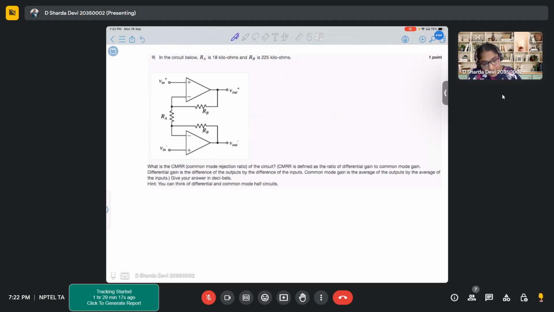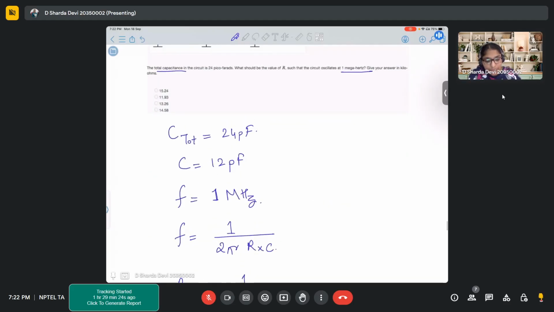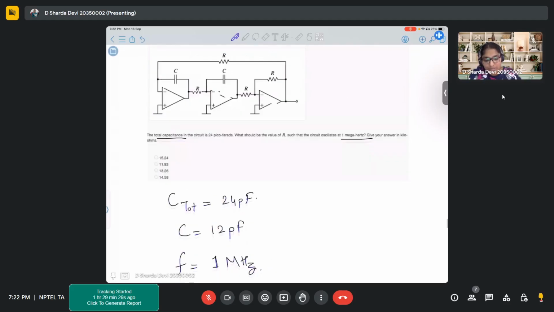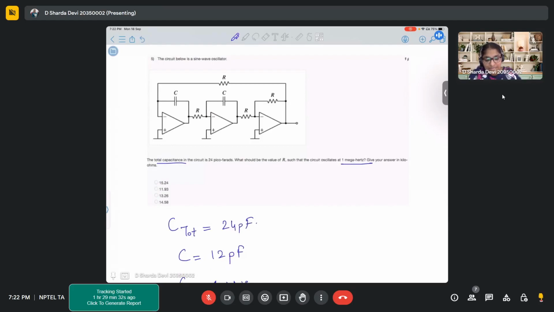Please explain a little bit more about the previous problem, ma'am. In this problem, the oscillation frequency is required for this particular circuit. When this type of circuit is there, to understand it briefly, you find out what the very basic circuit in this is. So it is like R, there is a C.